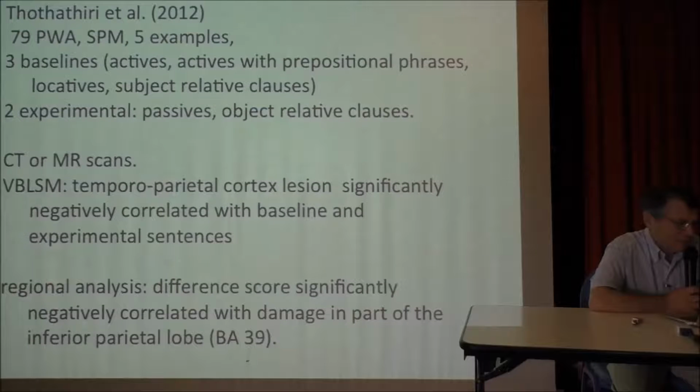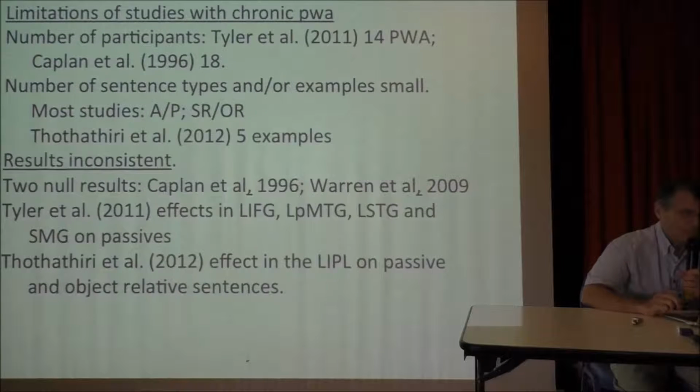They did a voxel-based lesion symptom mapping analysis and found that, so this is a whole brain analysis, not pre-selected ROIs, and they found that the size of lesions in temporal parietal cortex correlated significantly negatively with baseline and experimental sentences. So again, no evidence for a syntactic comprehension deficit based upon that result, right? Because no differential correlation with experimental than baseline sentences, but that the regional analysis showed that the difference score was significantly correlated with damage in one part of the inferior parietal lobe.